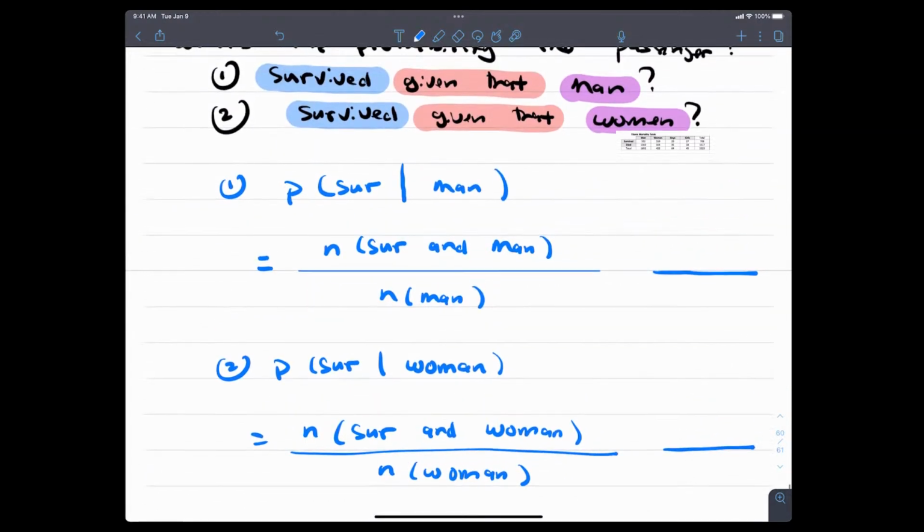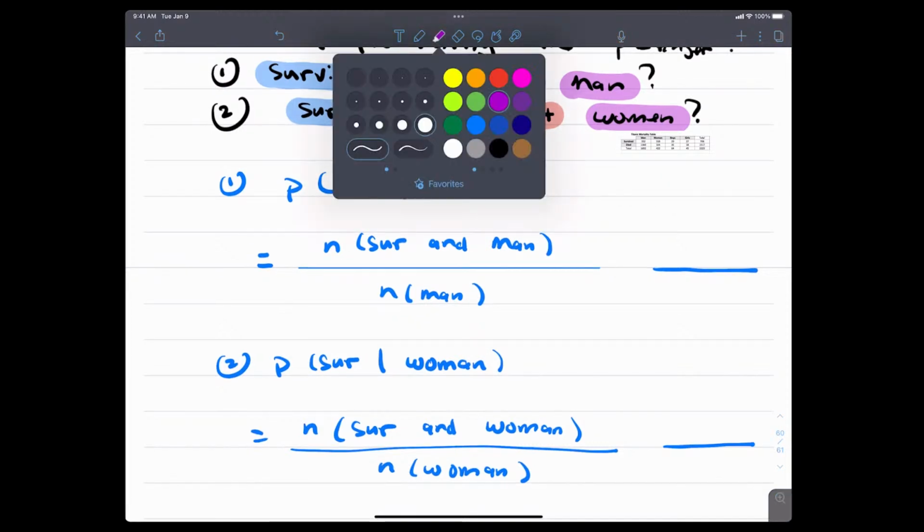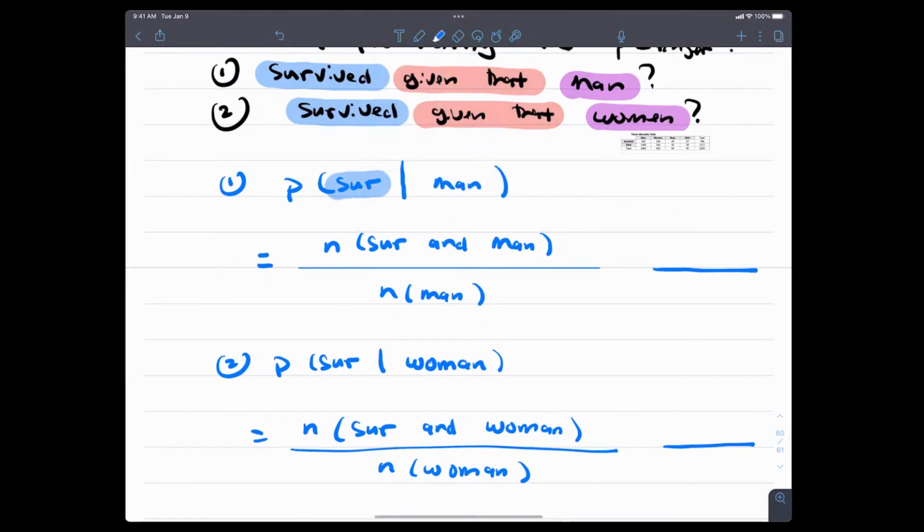So notice the colors here. This is the chance of that event, probability of surviving, reading it left to right. Probability of surviving. And then you see this vertical line? What does that mean? What does that vertical line represent again? The phrase "given that." Good. That's what it represents.